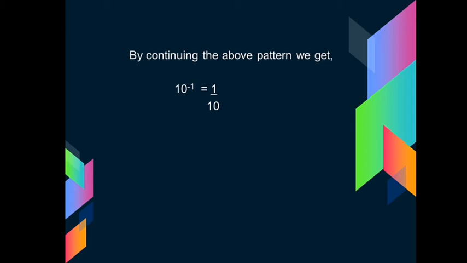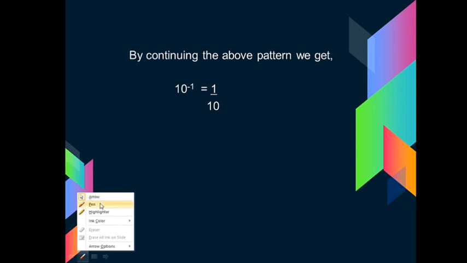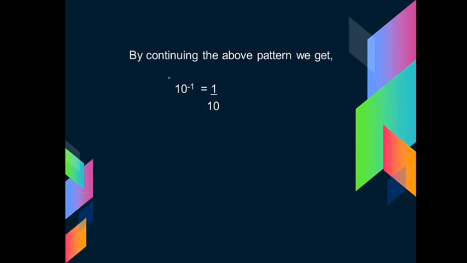So when an exponent is given with a negative number, then we have to write the reciprocal of that number with a positive exponent. Okay, so here minus 1, which is the given exponent, when we write the reciprocal, it will become the positive 1. Okay, and 10 raised to the power 1 is equal to 10 only. That's why I have written only 10.